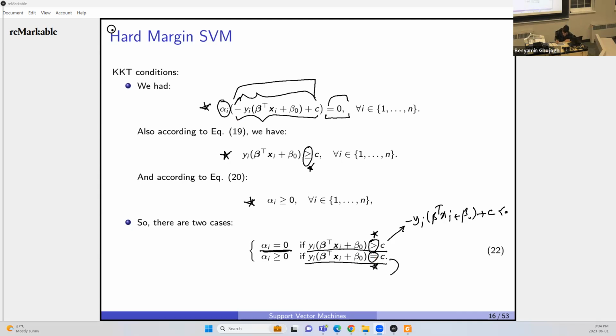When this is equal, it means that this term, minus yi times (beta transpose xi plus beta zero) plus c, is zero. So this term is zero. This alpha i might be zero, might not be zero. However, we know that alpha i is greater than or equal to zero, so it cannot be negative. These two cases happen. Now let's discuss them.